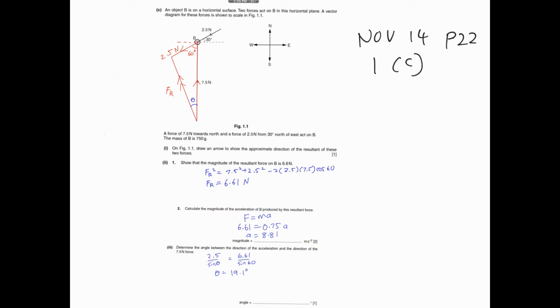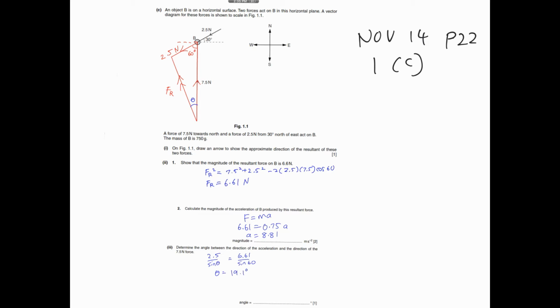So to find the first part, they said draw an arrow to show the approximate direction of the resultant. So once again, we draw the first vector. So let's say we use back this vector, which they drew for us, 7.5. Now, if you're drawing to scale, you may actually draw it longer or shorter, it's up to you. So if you are drawing to scale, you can adjust according to your scale. For example, if you're taking 1 centimeter to 1 newton, then you can make sure that this is 7.5 centimeters.